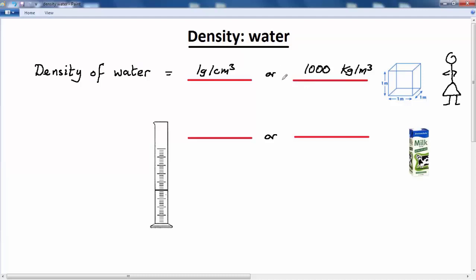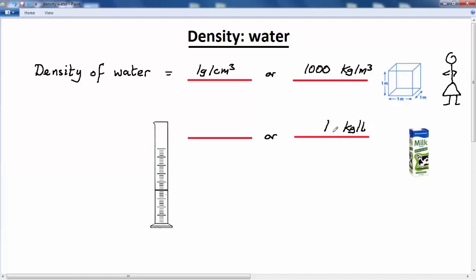Now, since water is a liquid, we often refer to its density in terms of kilograms per litre. Think about what a litre is. You've got a litre carton of milk. Well, if you empty that and fill it with water, then a kilogram of water will fit into that carton. So we can say that the density of water is also 1 kilogram per litre.